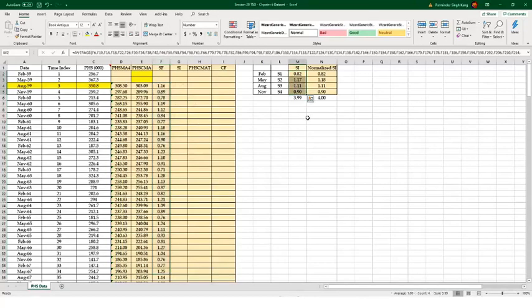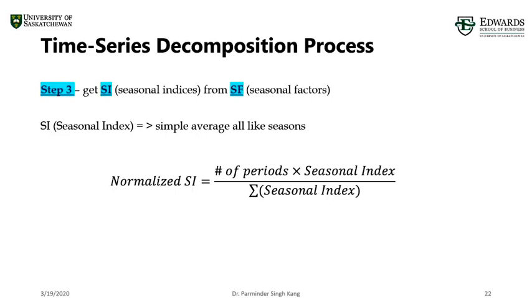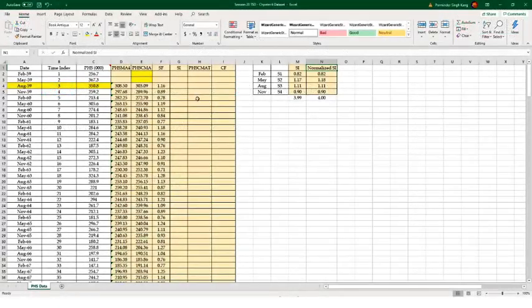So we always do an additional step, which is the normalization process. I'll come to that, but let's look at the formula first. The normalized seasonal index is the number of periods multiplied by the corresponding seasonal index, divided by the sum of all the seasonal indices. So let's go back to our Excel document.